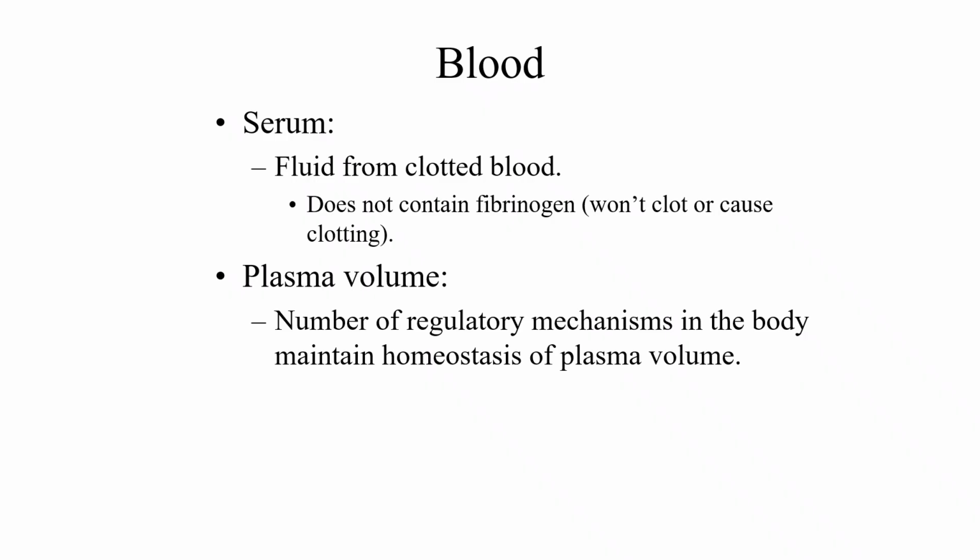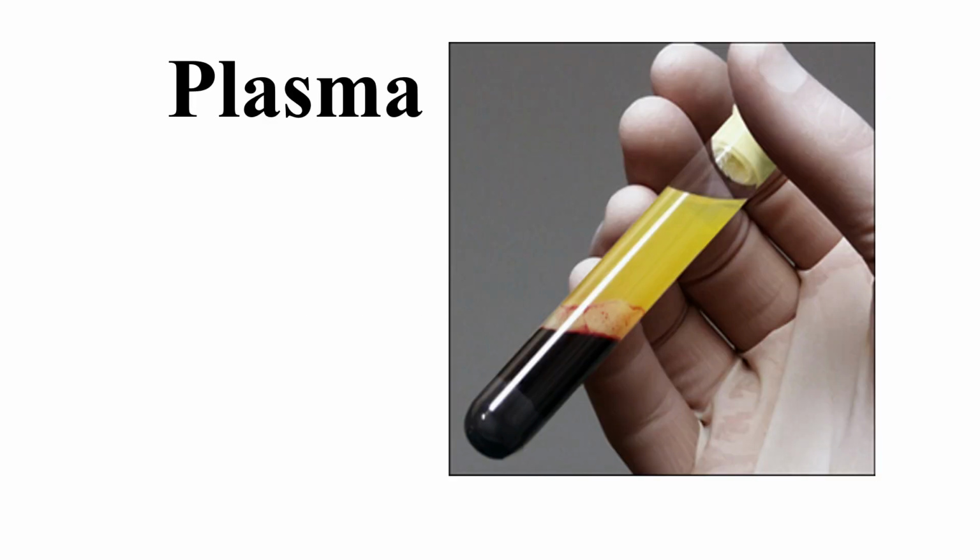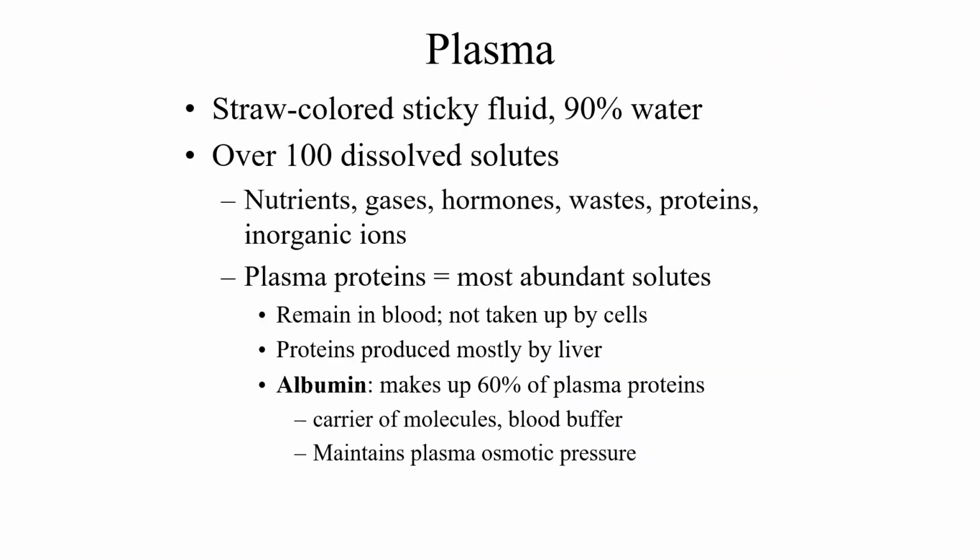Okay. Plasma volume refers to the volume of the liquid component of blood known as plasma, which makes up about 55% of total blood volume. So let's take a look at plasma. Alright, so plasma is this straw-colored sticky fluid made up of mainly water, roughly 92% water, containing over 100 dissolved solutes that are going to include nutrients, gases, hormones, waste products, proteins, and inorganic ions.